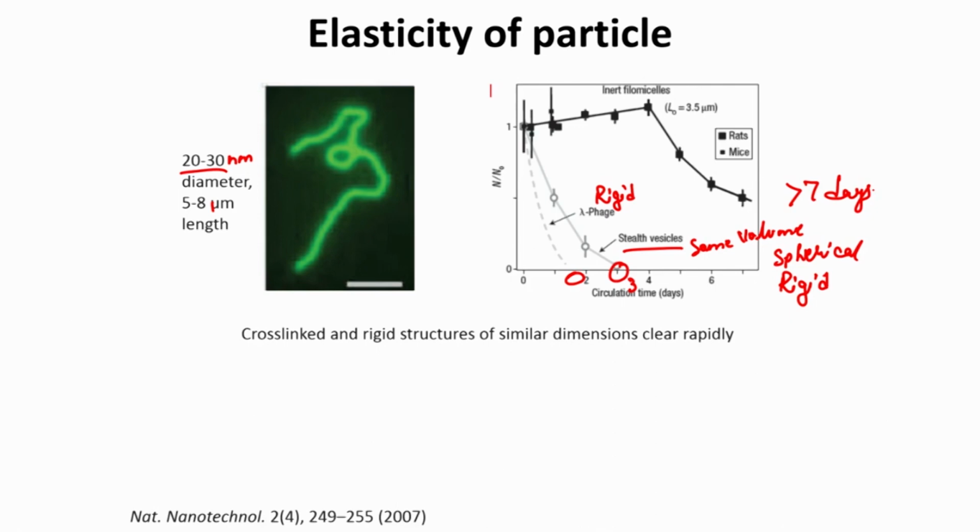So, again just an example of showing how elasticity can cause this effect. So, now if they use the same phylomicelles and cross link it internally, this drastically drops down to something like a lambda phage where it gets cleared within a day or 2.